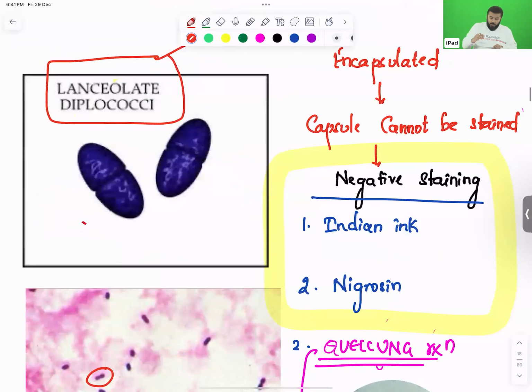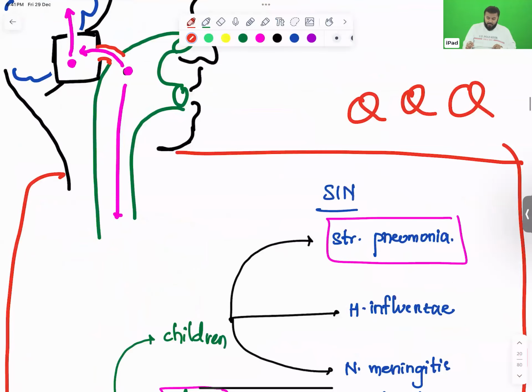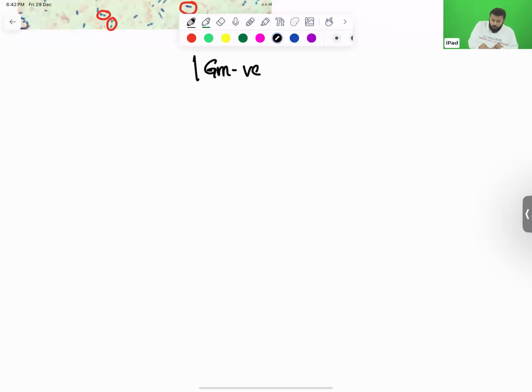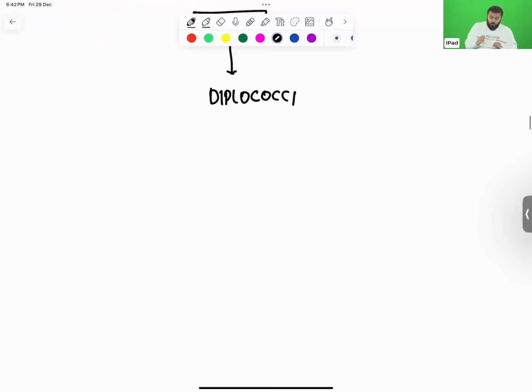Right, now let us go on to another group of bacteria, that is your gram-negative bacteria. And in the gram-negative bacteria, we shall discuss something called diplococci. Now, this diplococci is divided into 2 types based upon maltose. Guys, maltose, lactose, all of these are sugars. If you are able to ferment these sugars, maltose fermenter, lactose fermenter. Not able to, lactose non-fermenter, maltose non-fermenter.